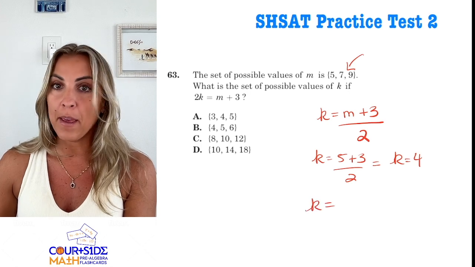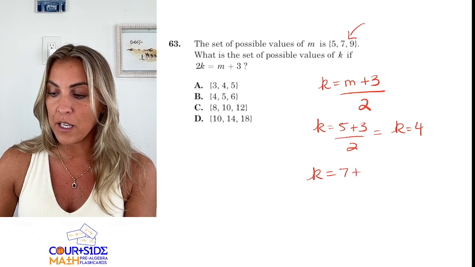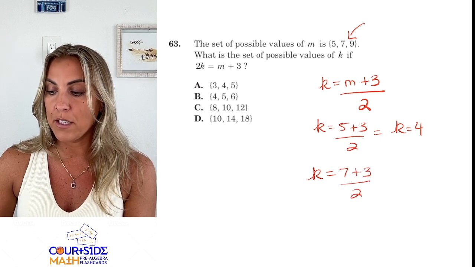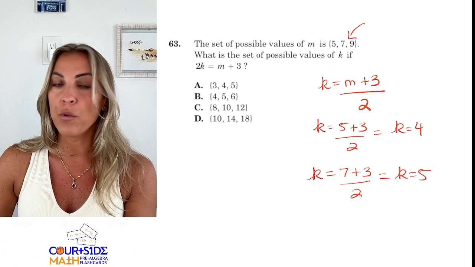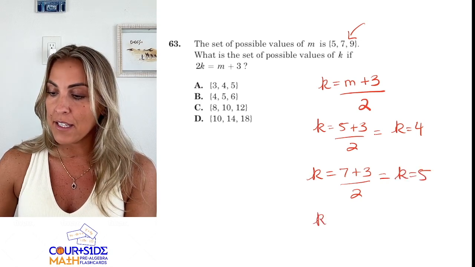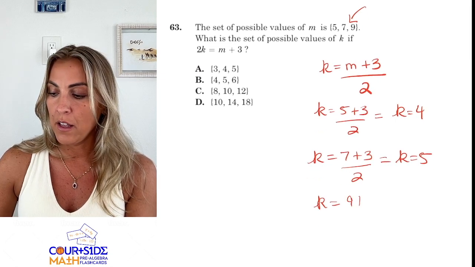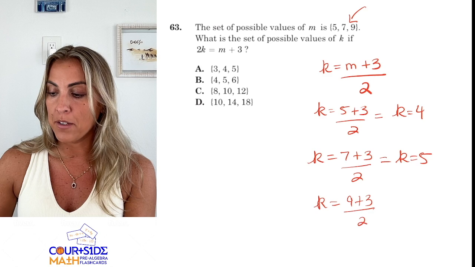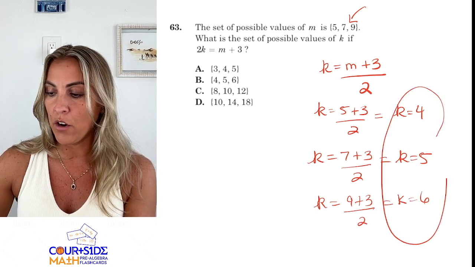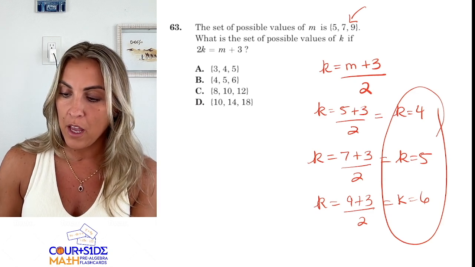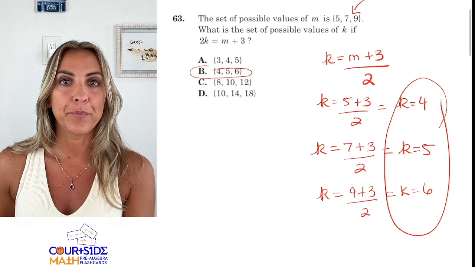Now when m is the second possible value, which is 7, then k is equal to 7 plus 3 divided by 2. So that's 10 divided by 2. So that means that k would be equal to 5. And then lastly, when we use that last possible m value of 9, then the k value would be 9 plus 3 divided by 2, which gives me 6. So here are my possible values for k, which are answer choice B.